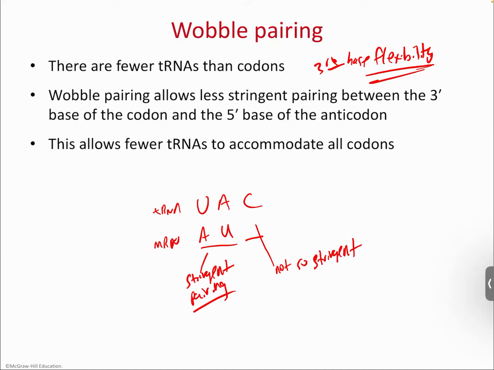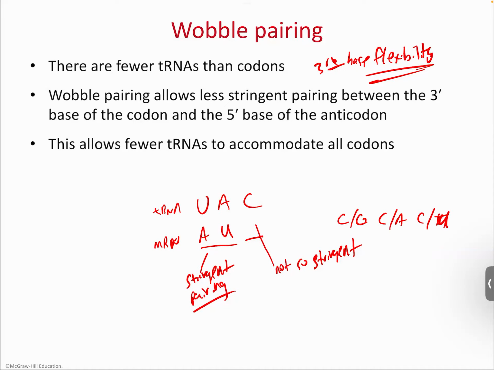So for instance, normally it's a G, right? But this one could be, instead of a CG, it could be also a CA or a CU. So there's a little bit of flexibility in there. There's some slush in that third base. We call that wobble pairing. It kind of wobbles around a little bit.